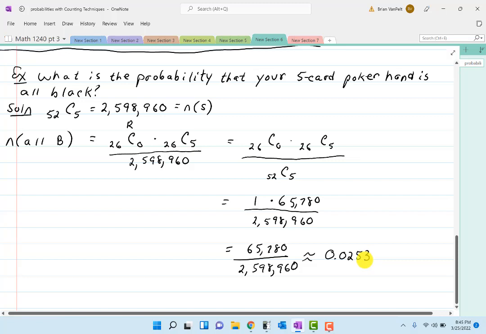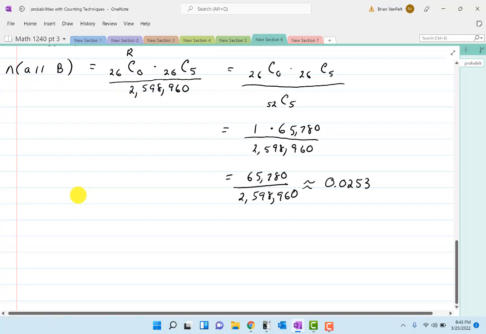Now let me show you the power. So I'm going to give you another question. Let me leave that up for a minute. What is the probability of 3 red and 2 black cards?